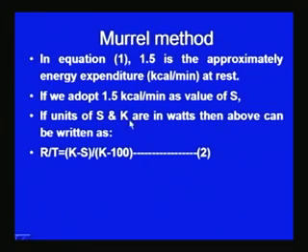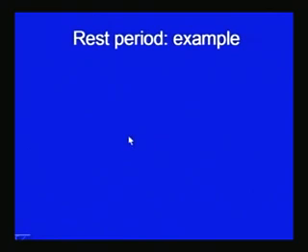So, for the energy cost of the work, if these two parameters are taken in watts, then the above equation can also be written as R by T is equal to K minus S divided by K minus 100, where the significance of all the parameters in this equation 2 is the same, except that S and K are taken in watts, while R and T are in minutes as before. R refers to the rest period, T refers to the total work duration.